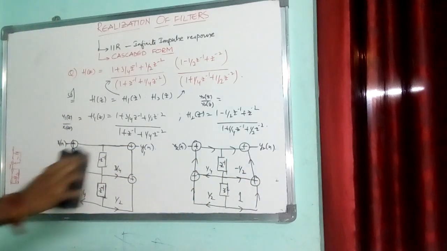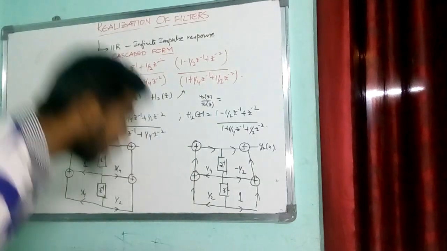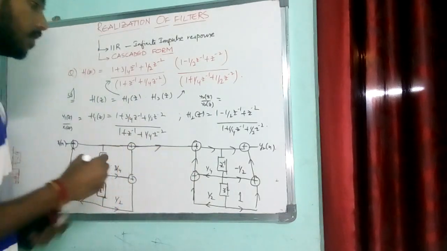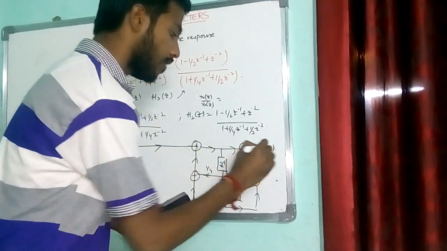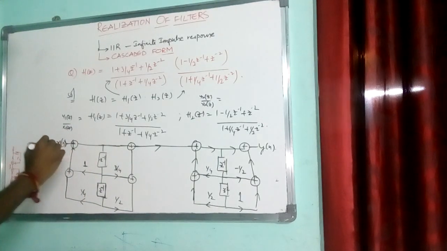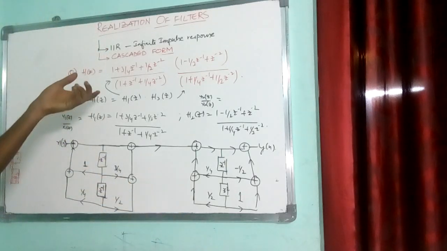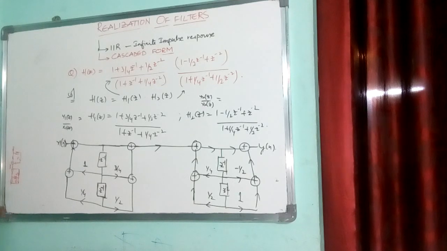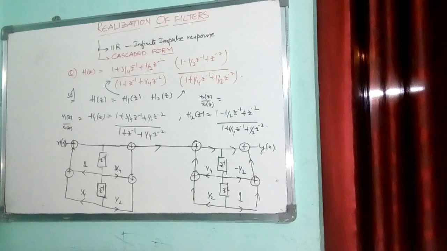Now just remove these y2 of n, x2 of n terms, okay, and extend this line here and remove this y2 of n, it is y1 of n. Remove this x1 of n and replace with x of n. Right? This is my cascaded form realization of given h of z. Now this is how we realize the given transfer function in cascaded form. That's all for this video. Thank you.